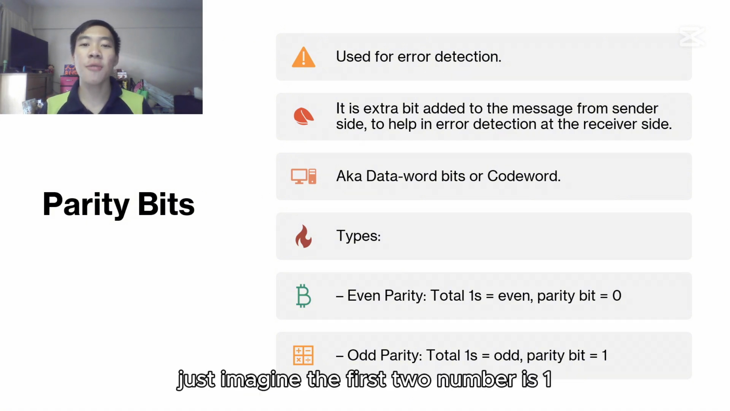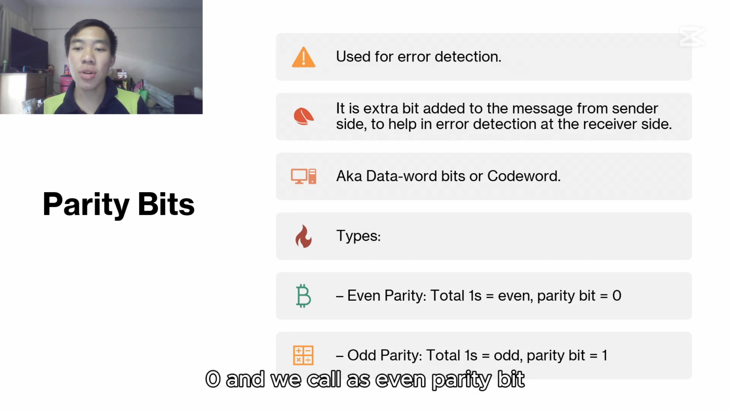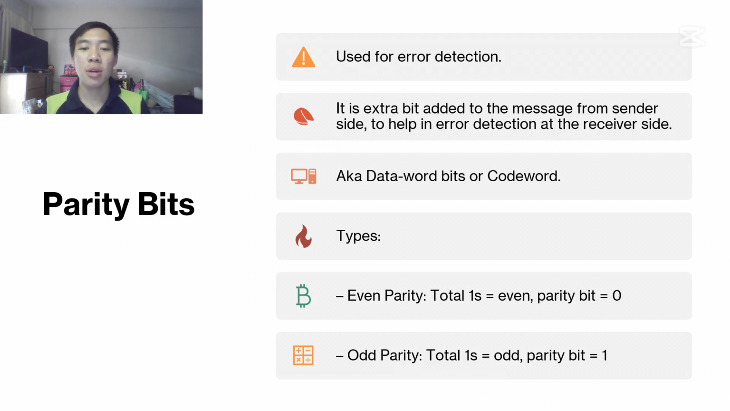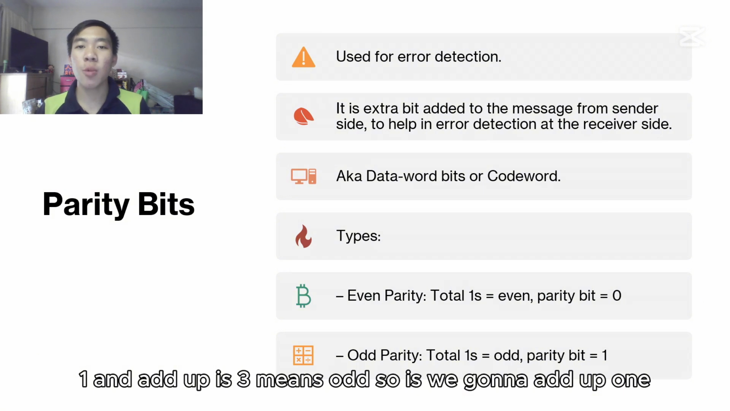Just imagine the first two numbers are 1 and 1, and the rest is 000. The count of ones is even, so it's an even parity and we're gonna add 0. But if the three numbers are 1, 1, 1, the sum is 3, which means odd, so we're gonna add 1.